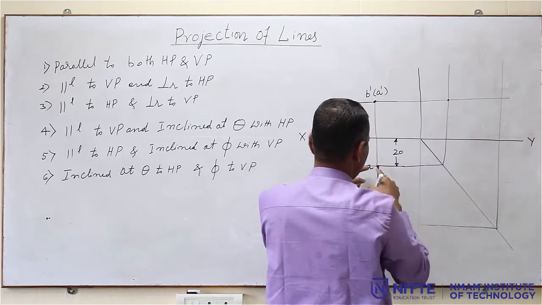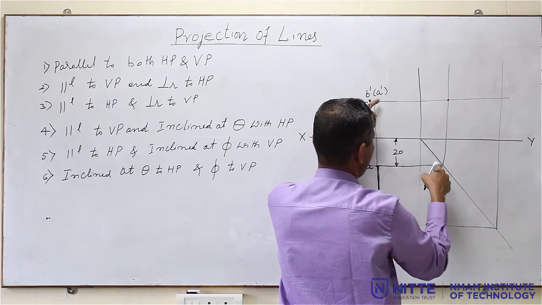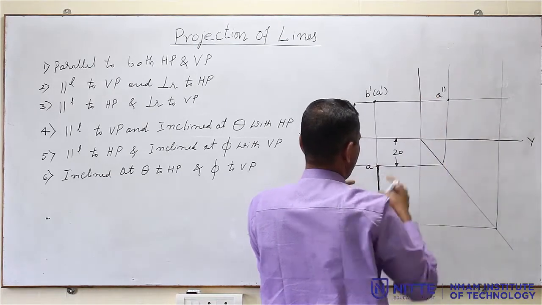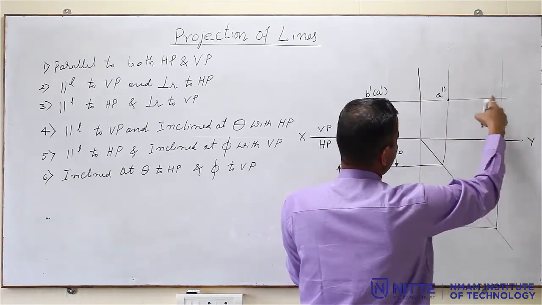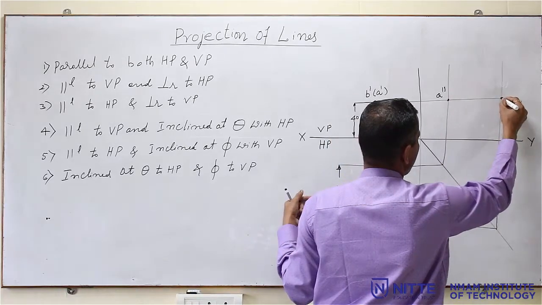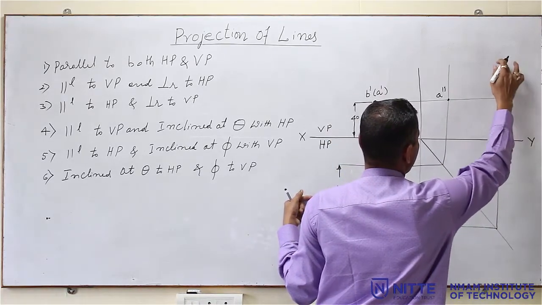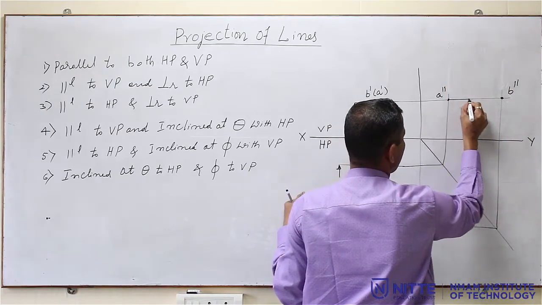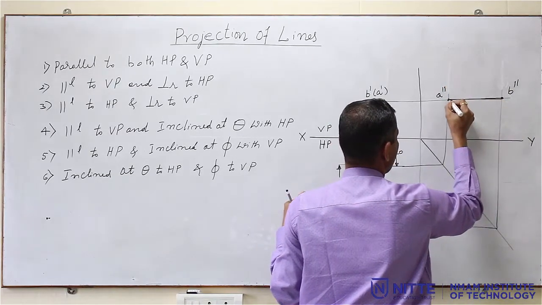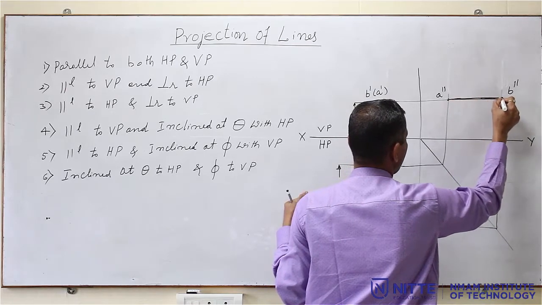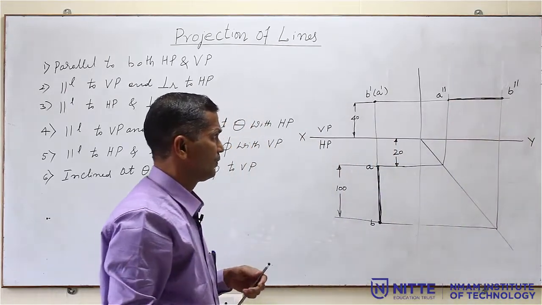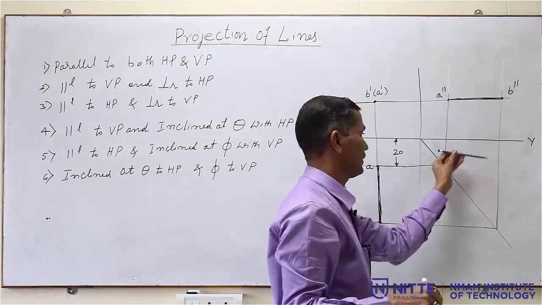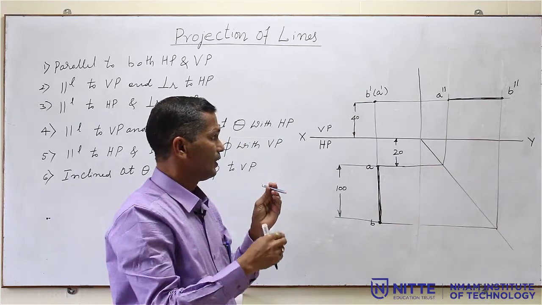So, the intersection of A and A dash is A double dash, and B and B dash gives B double dash. Draw this line like this. Now, what is this length? The length will be 100 mm only, because we have projected like this. Just you can see here.